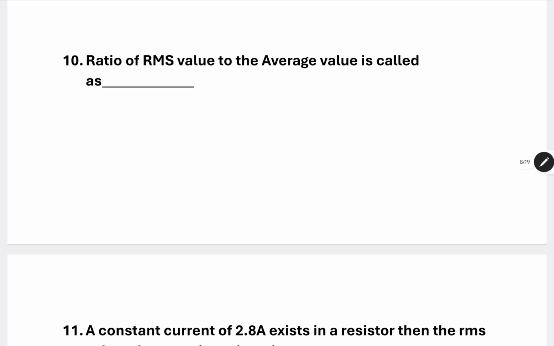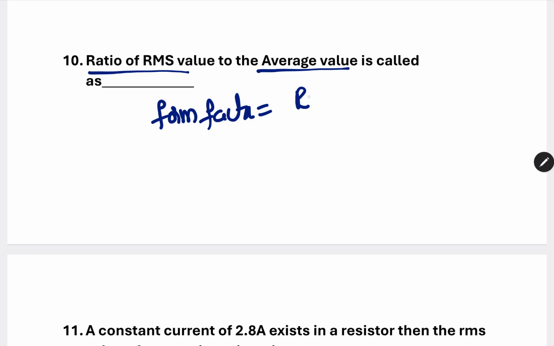Next question, 10th question. It asks the ratio of RMS value to the average value. It is a very popular formula. It is known as form factor: RMS value divided by average value. Very important formula. And peak factor is nothing but peak value by RMS value.